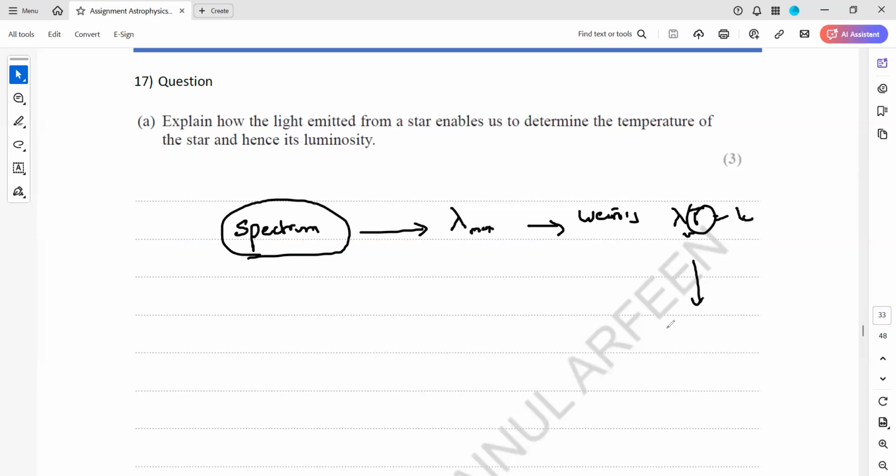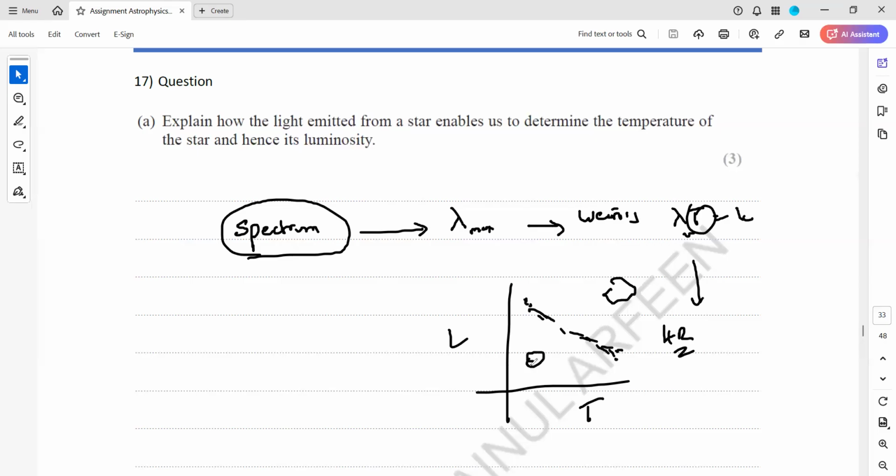And from the temperature of the star, we use an HR diagram, the Hertzsprung-Russell diagram, which is a graph between the temperature and the luminosity. Usually when the temperature is low, the star has low luminosity as compared to that of a high temperature star. And here we find the red giants, here we find the white dwarfs, and the supergiants are also there. Is it clear?